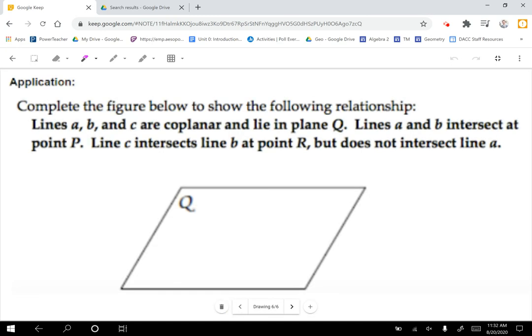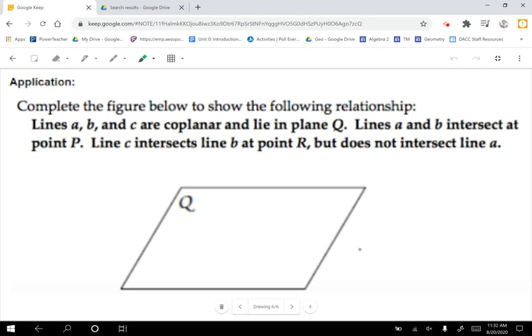The last question here. Application, this is a bit of a challenge, so if you're not there 100%, that's okay, but regardless of where you're at, please attempt an answer on this and please submit something. So lines A, B, and C are coplanar and lie in plane Q. Lines A and B intersect at point P, and line C intersects line B at point R, but does not intersect line A. I just read it and I can't even process it. That's just way too much to think about at once. So I'm going to break it down.